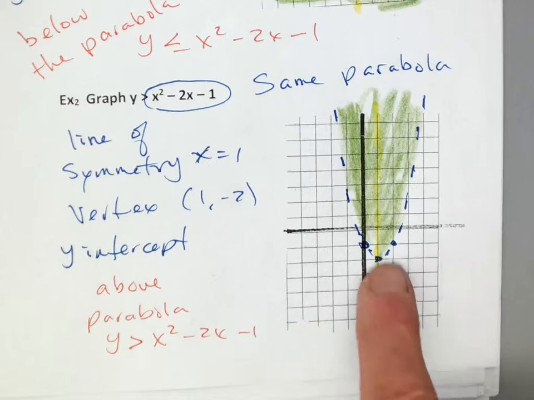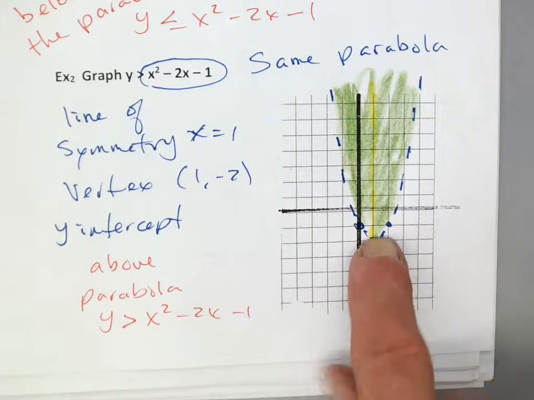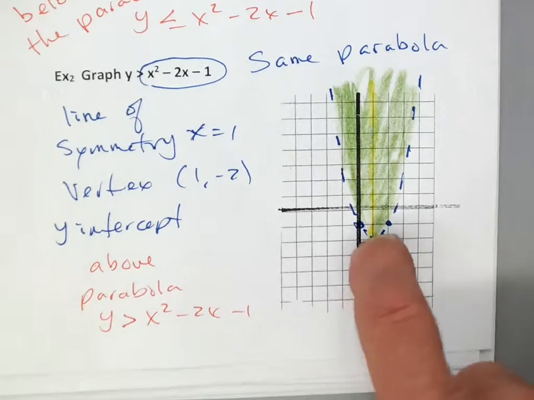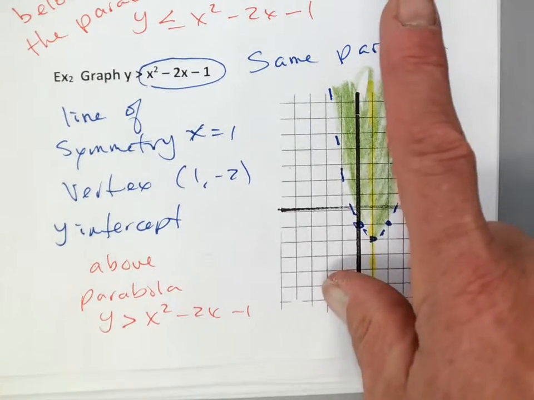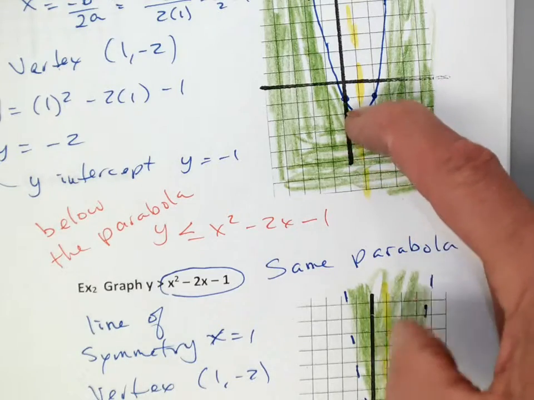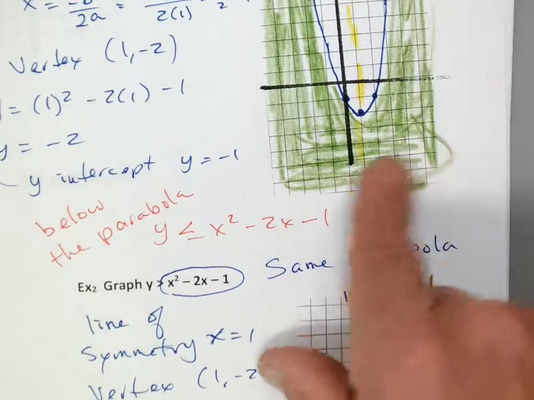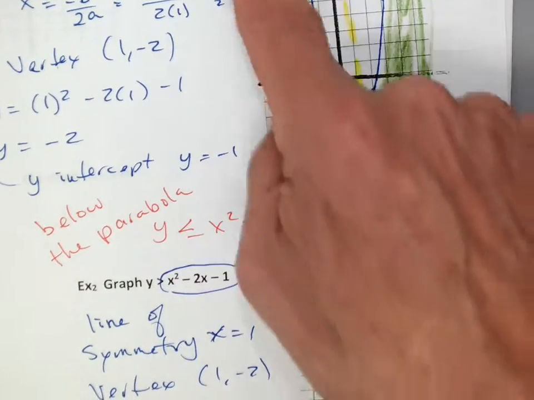Now here's the easiest way to do it. Go to the vertex. If you're having a hard time knowing where to shade, go right to the vertex. And if it's greater than, go above it. On this one, go to the vertex. Everything below it, go below. Now everything below is this whole region. It's kind of tricky to think that this is below, but it really is.